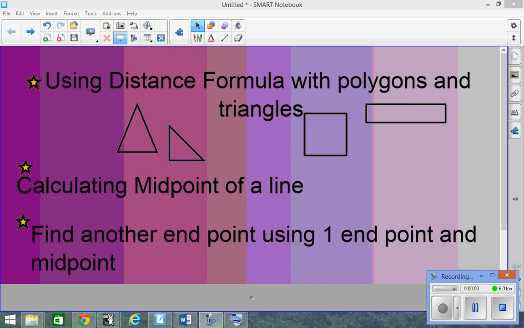Hopefully this video will help you in using the distance formula with polygons and triangles, polygons being rectangles or squares, calculating the midpoint of a line, and finding another endpoint using one endpoint and a midpoint.